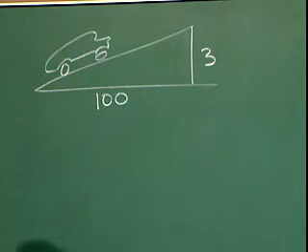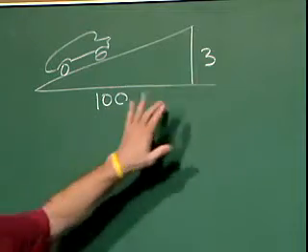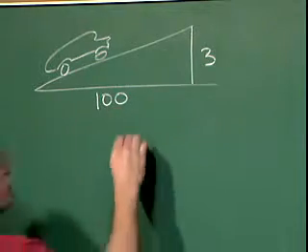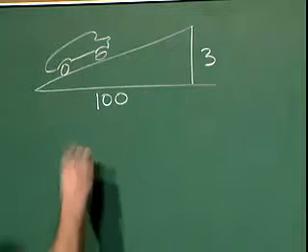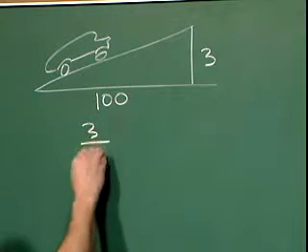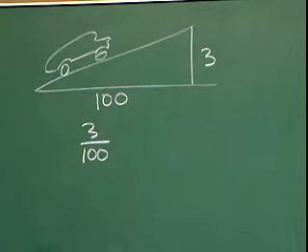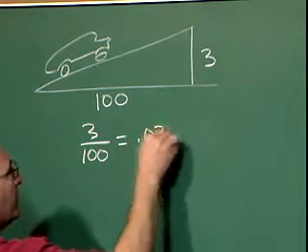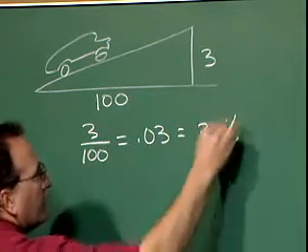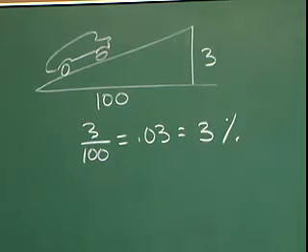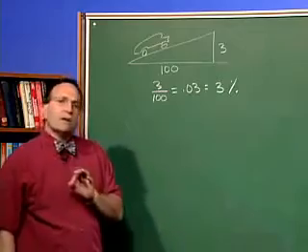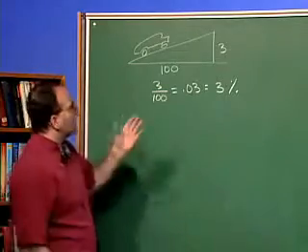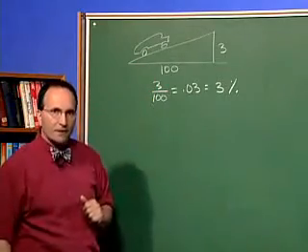All right, so now, when we talk about the grade of the hill, the grade is the percent of that slope. In other words, it's 3/100, which of course we know is 0.03, which is 3%. So the grade of the hill is 3%. Well, what about determining the resistance of this truck?